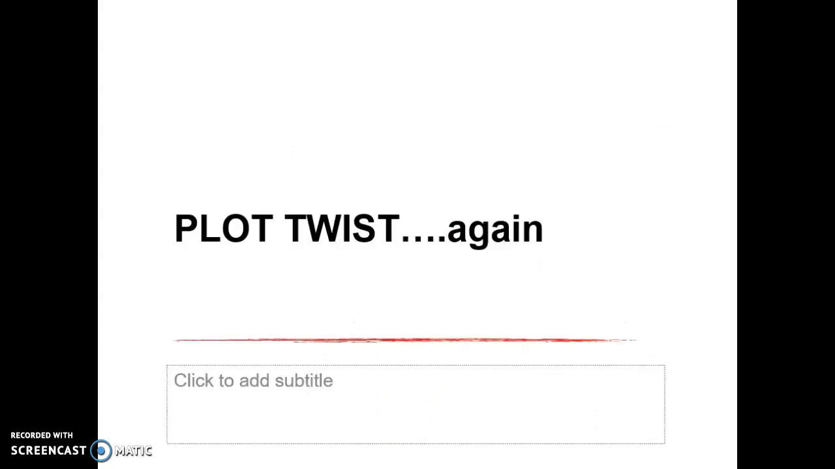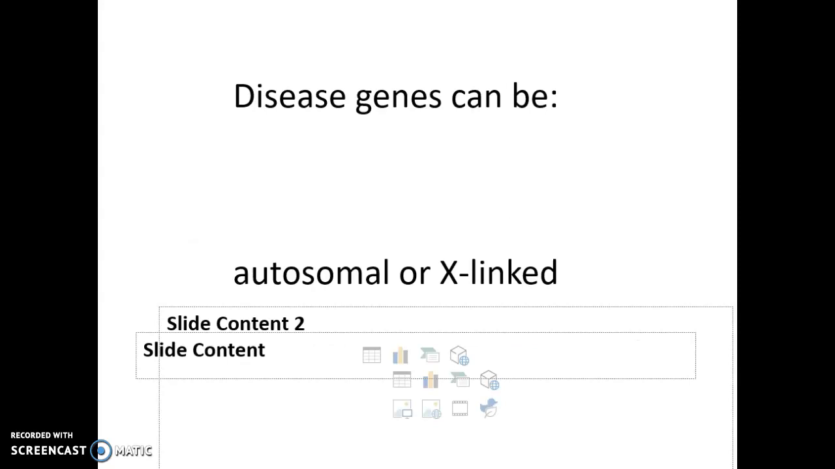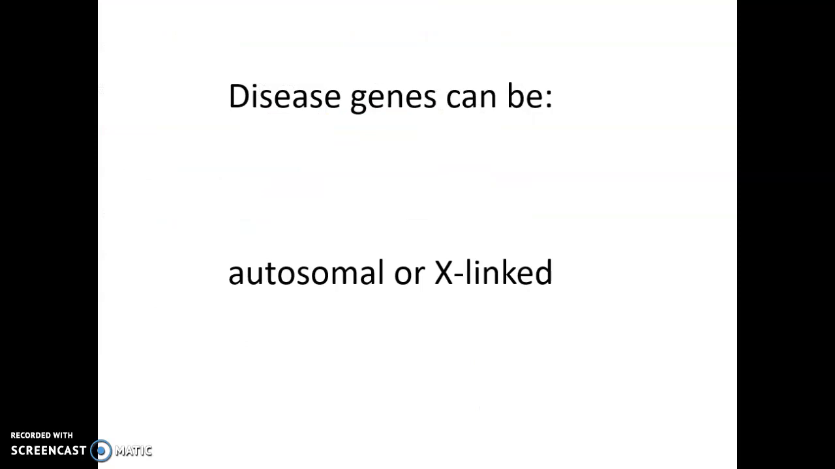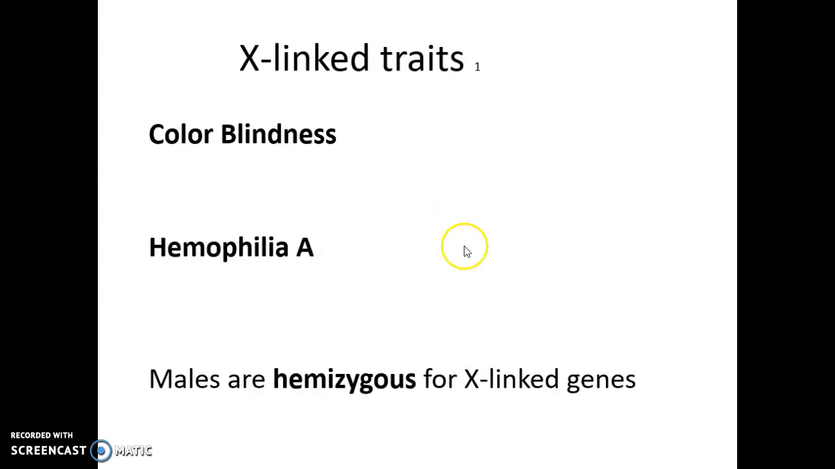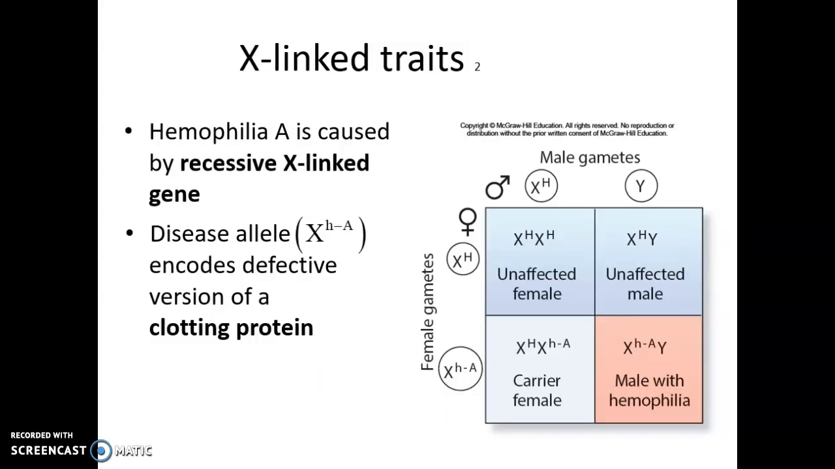Okay, second plot twist. Disease genes can be autosomal or X-linked. Let me get some of that stuff out of the way here. So everything that I've taught you so far has been autosomal, meaning chromosomes 1 through 22. But you can have genes and traits come from genes on the X chromosome. And an example of those are color blindness or a particular type of hemophilia called hemophilia A. Because men don't have 2 X chromosomes, they only have 1, we call men hemizygous for X-linked genes. So this plays out in a much different way.